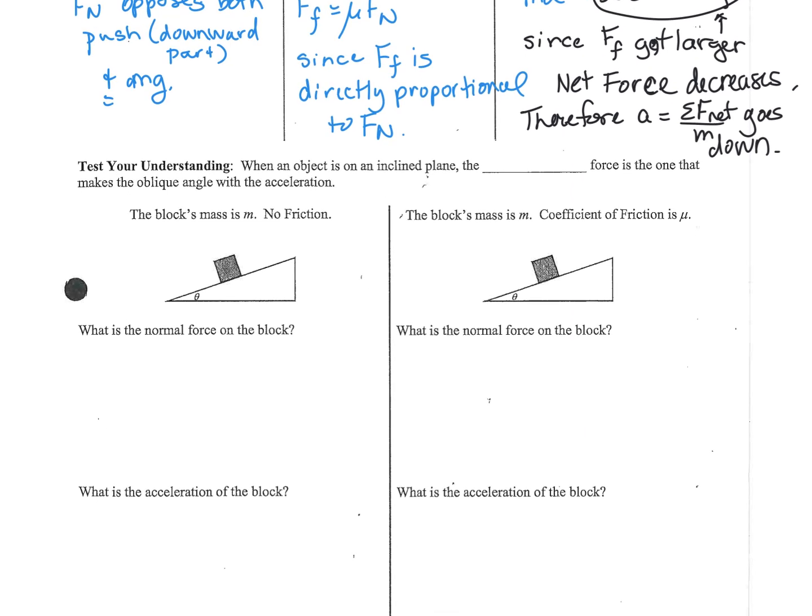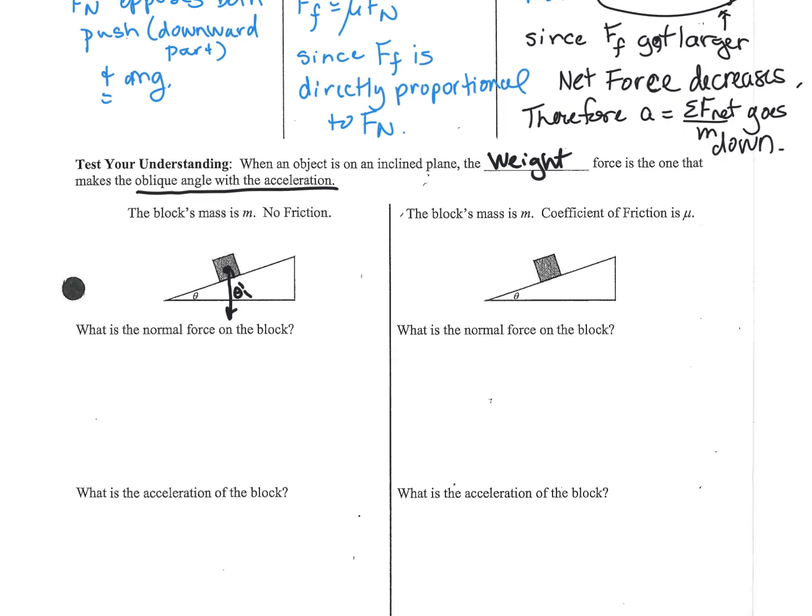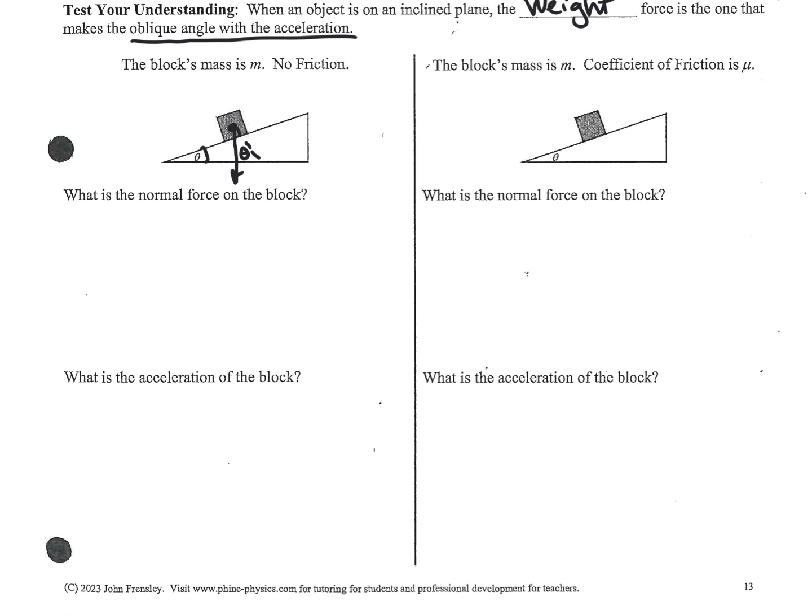So, when an object is on an inclined plane, the weight force, or gravitational force, is the one that makes the oblique angle with the acceleration. Okay? What does that mean? That means that this is at the same angle that this is. Those two are the same. Okay? So now, what all do we know here?